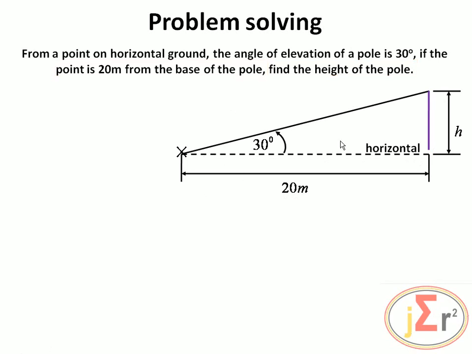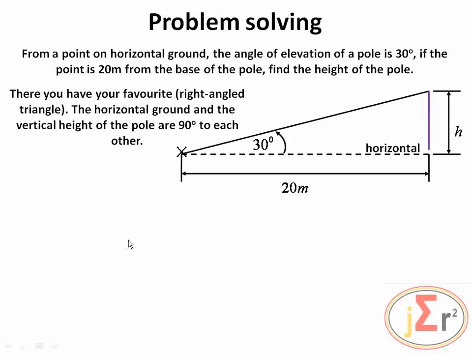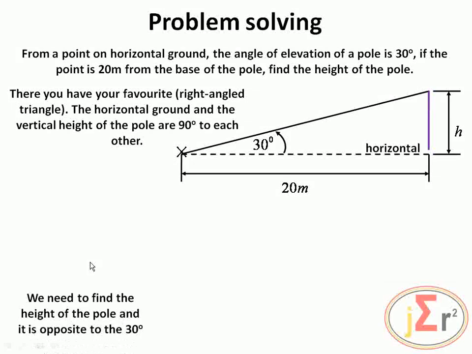There's no doubt that we have a right angle triangle right there. So if we have a right angle triangle, that is your good friend, and we may move merrily along. There you have your favorite, your right angle triangle. The horizontal ground and the vertical height of the pole are 90 degrees to each other. So the ground and the pole are 90 degrees to each other. So you have a right angle triangle.